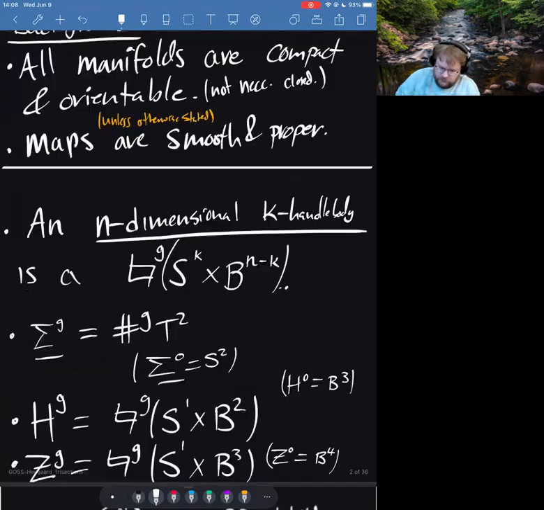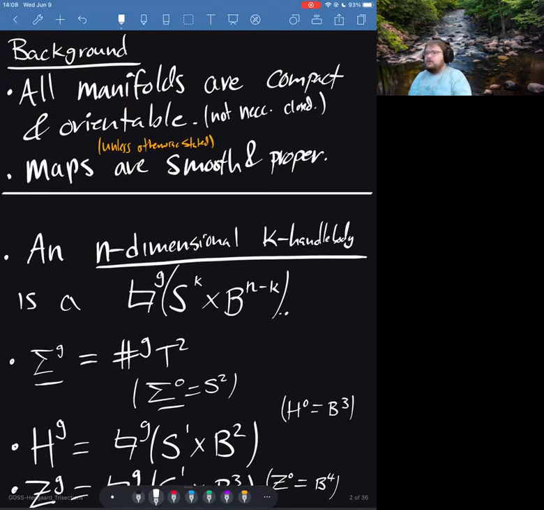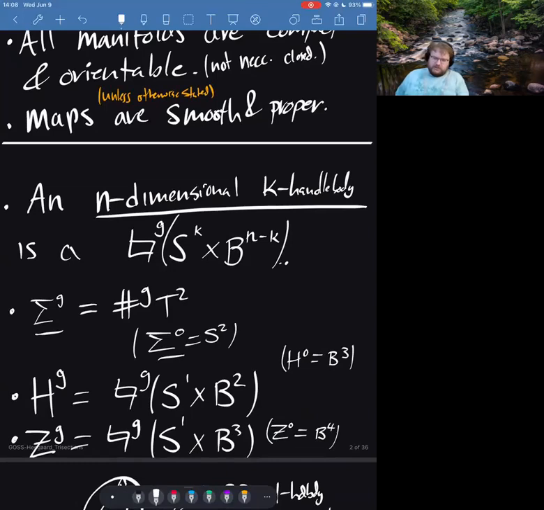Some background: for the sake of this talk, all manifolds are going to be assumed to be compact and orientable. We won't assume them to be closed. Everything is smooth, and all maps are going to be proper, which just means the preimage of compact subsets is compact. We define an n-dimensional k-handlebody to be a copy of a boundary connect sum of g copies of S^k cross the (n minus k)-ball. We define Sigma_g to be the genus g surface, so that Sigma_0 is the two-sphere.